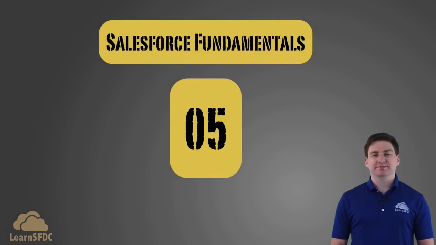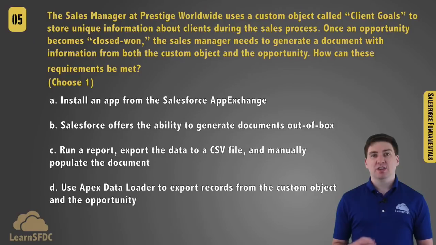Question 5. The sales manager at Prestige Worldwide uses a custom object called Client Goals to store unique information about clients during the sales process. Once an opportunity becomes closed won, the sales manager needs to generate a document with information from both the custom object and the opportunity. How can these requirements be met?